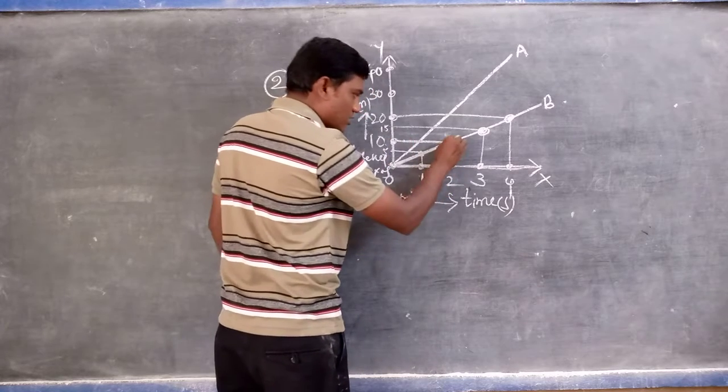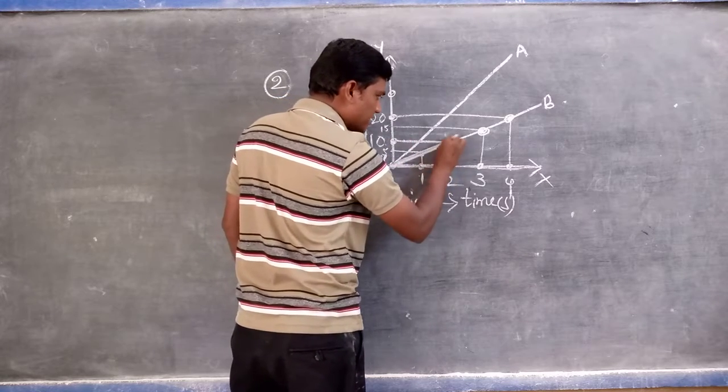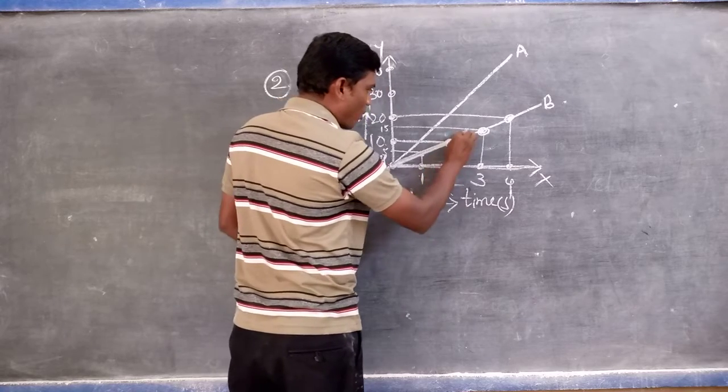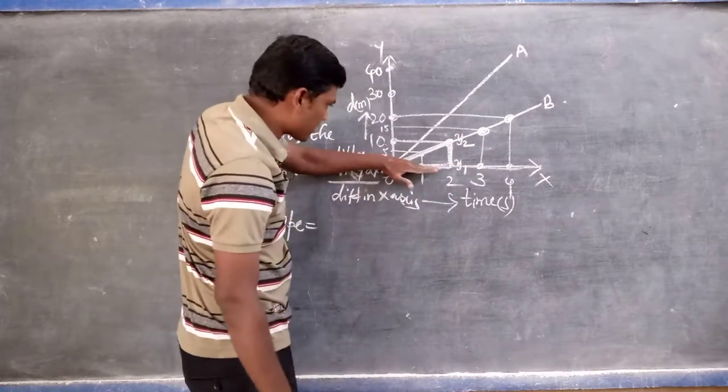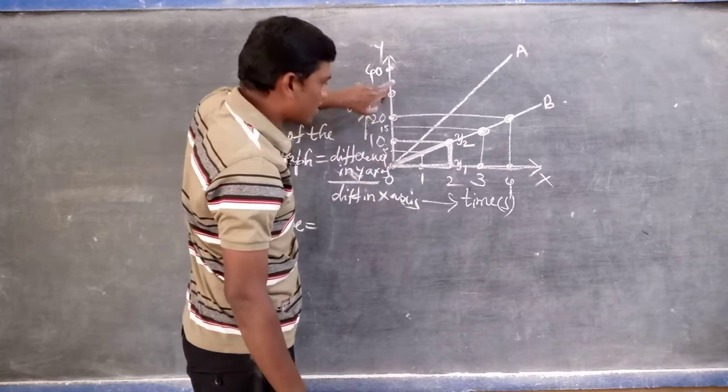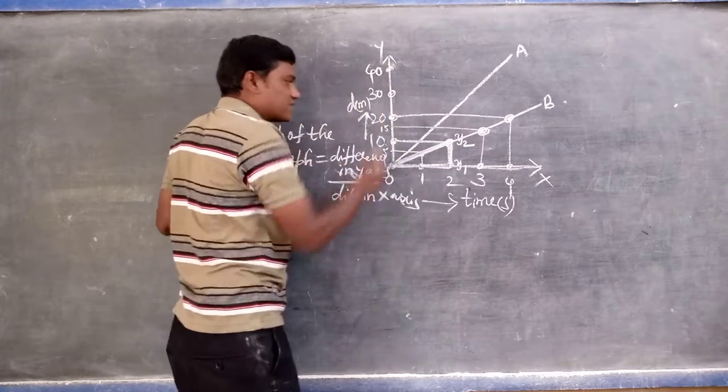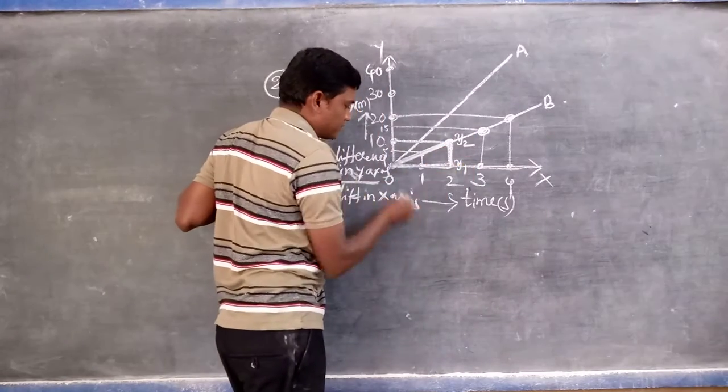This one, so this is the slope of the graph. We consider this y2 and this y1, because we start here from 0 onwards for the car: 0, 10, 20, 30. That's why this is y1 and this is y2.